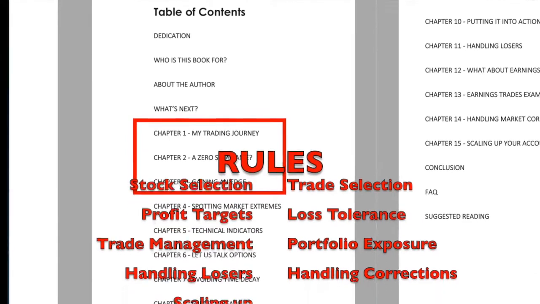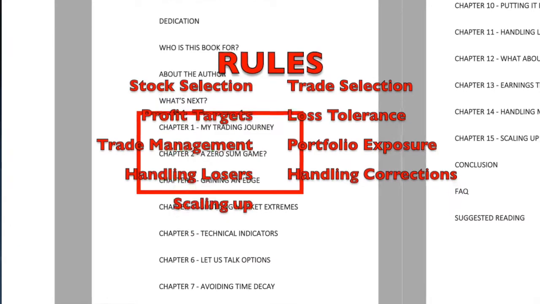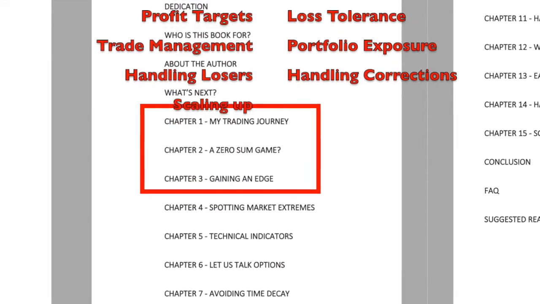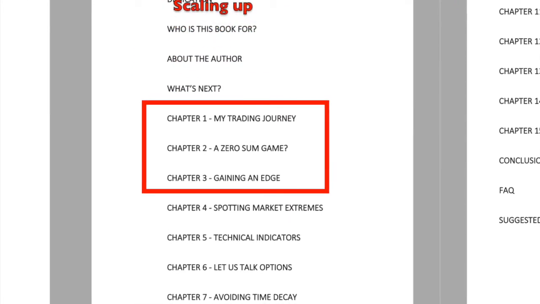Since there are rules laid out for everything, there's no room for any guesswork. Just stick to the rules. Of course, trading is not that easy and does come with a lot of shades of gray. But getting into a good habit by following these rules gives you a great foundation for success.